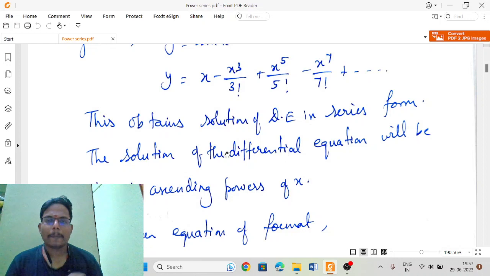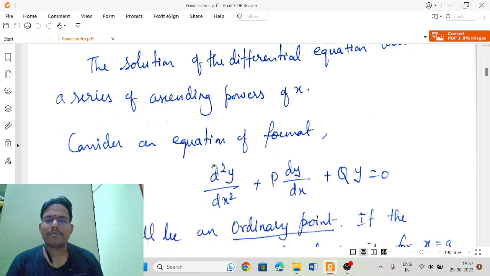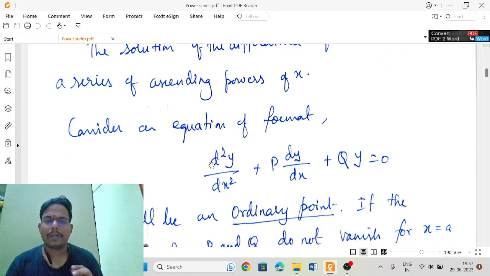Once you have a solution, the solution of the differential equation will be a series of ascending powers of x. I will come to that later. Suppose we have any equation. First of all, we have to find an ordinary point. So we have d square y by dx square plus p of x dy by dx plus q y. Whatever the general differential equation may be, we have to rearrange it in this form. Then you have to find the ordinary point.